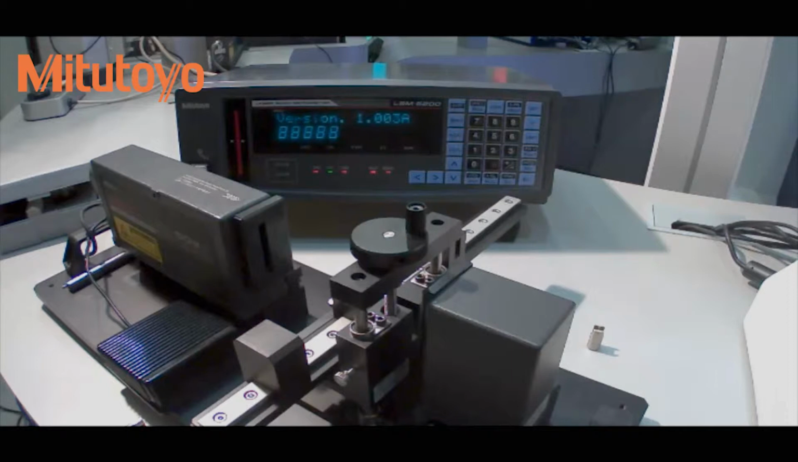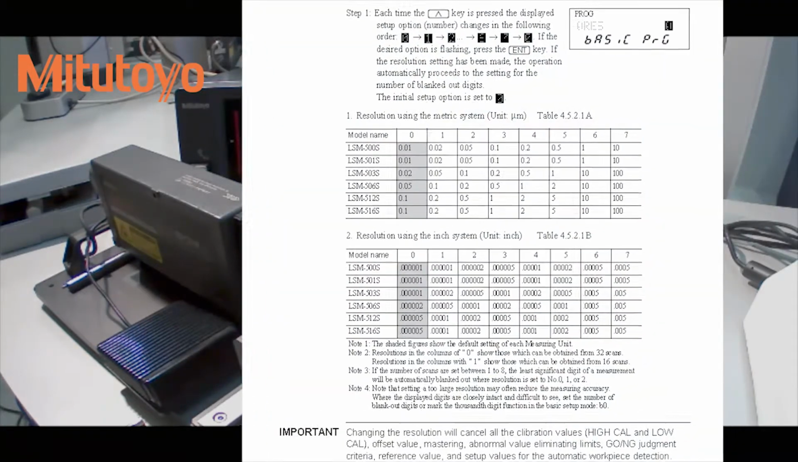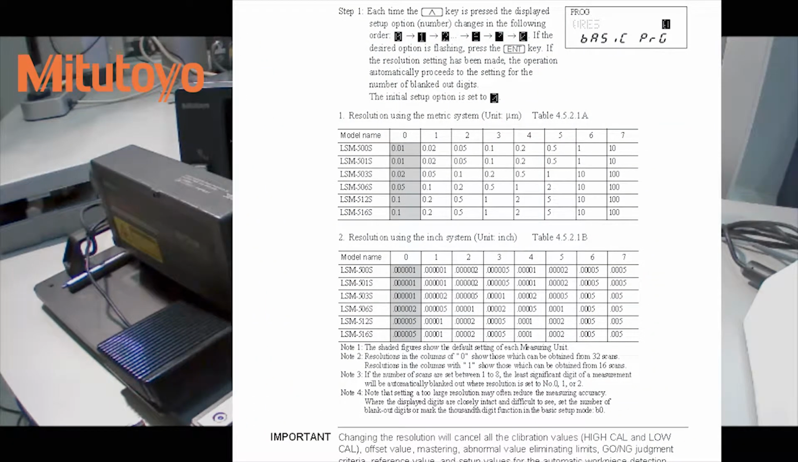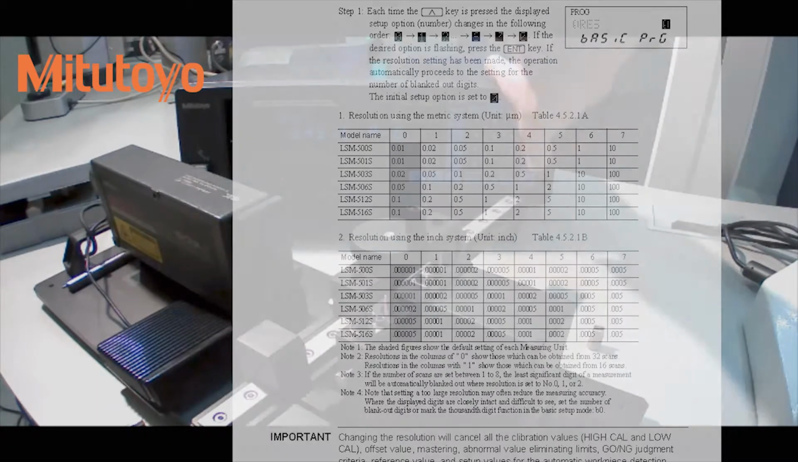The first option on the display here will be the resolution option, and you can change it from the default of zero, and in your manual it will explain the resolutions per number. So for example, if we were to change the resolution number to 4, it will change the resolution to about 20 millionths. So we hit enter.